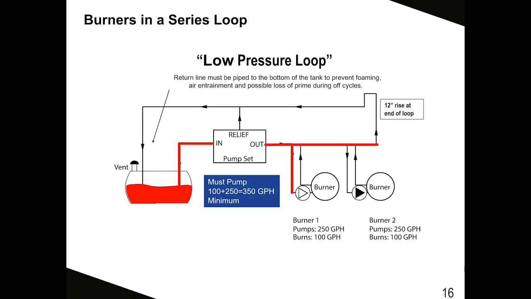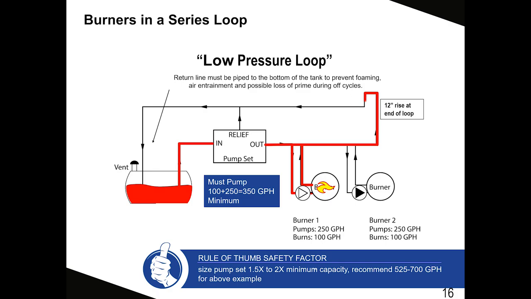Low pressure boiler loop. Burners with integral pumps are piped in a low pressure loop per NFPA 31, which only allows 3 PSIG on the inlet of the burner pumps. In this example, we are drawing fuel oil out of a tank and feeding two burners with integral pumps. The burners burn 100 gallons per hour, and the pumps are rated at 250 gallons per hour each.